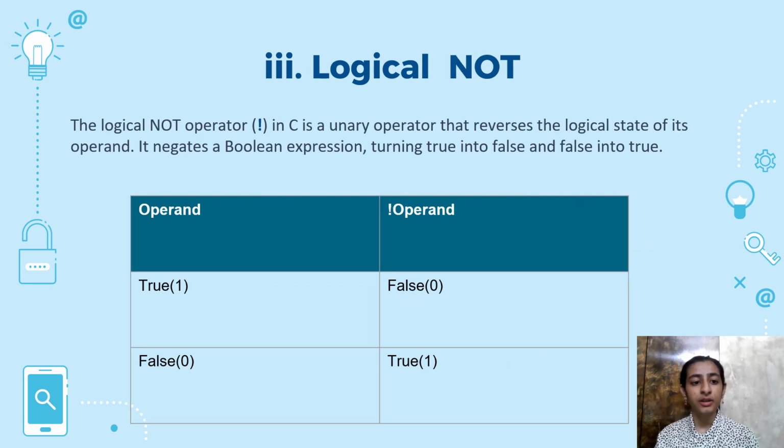Logical NOT. The logical NOT operator in C is a unary operator that reverses the logical state of its operand. It negates a Boolean expression, turning true into false and false into true.